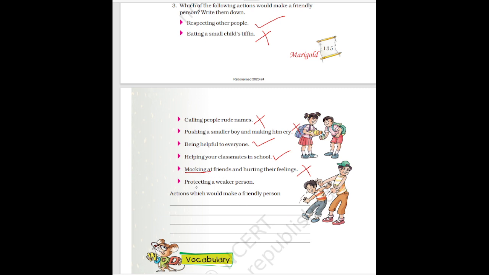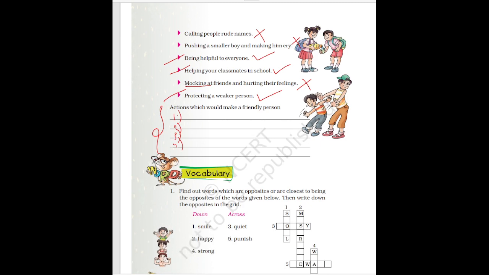Then the next is protecting a weaker person. If you are protecting the person who is dull, that is also an act of helping. So all these actions will help you in making friends. Which ones? Respecting other people, being helpful to everyone, helping your classmates, then protecting a weaker person. These sentences you have to write here. Okay, here few lines are given, so you have to write it here.